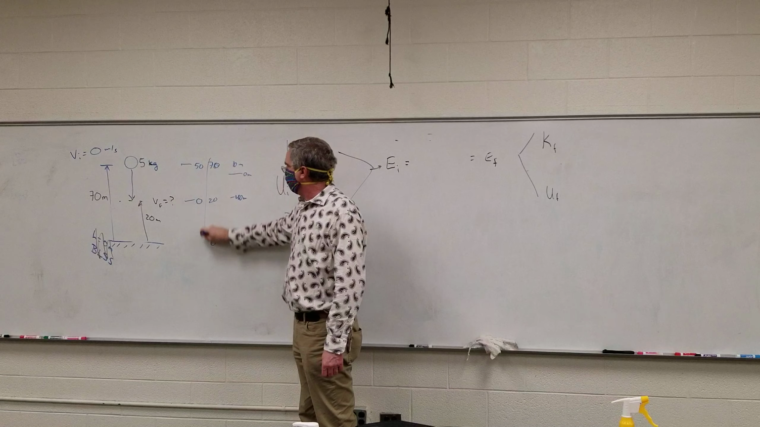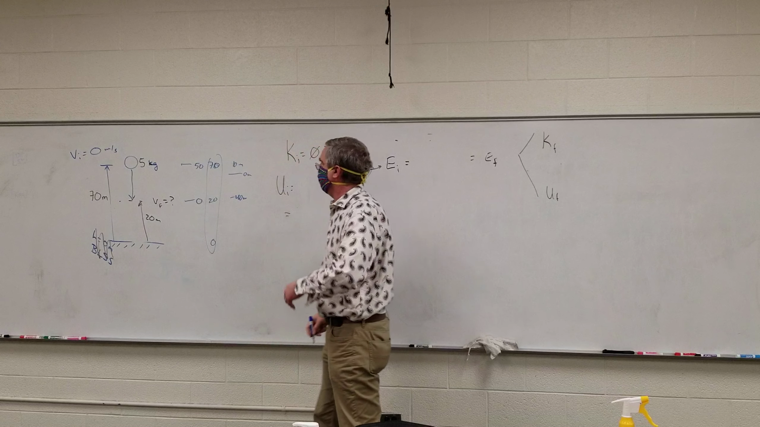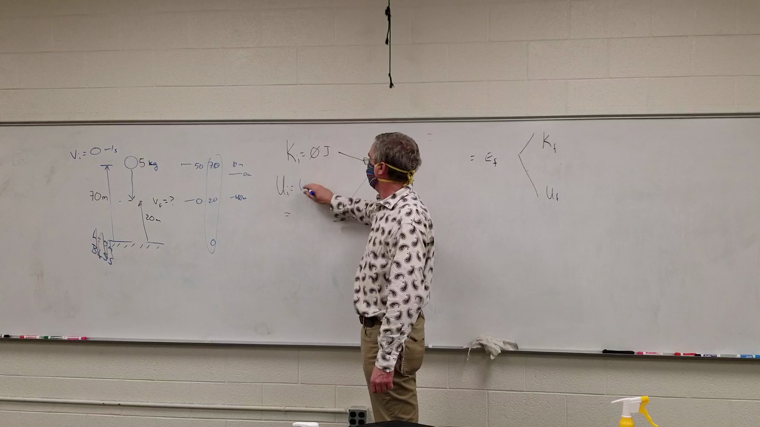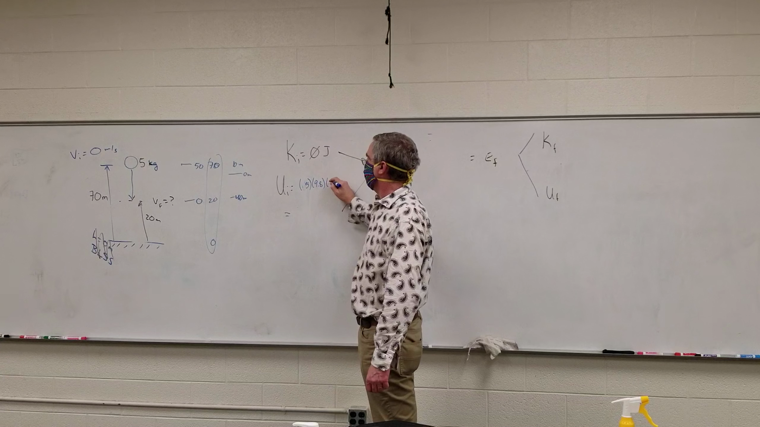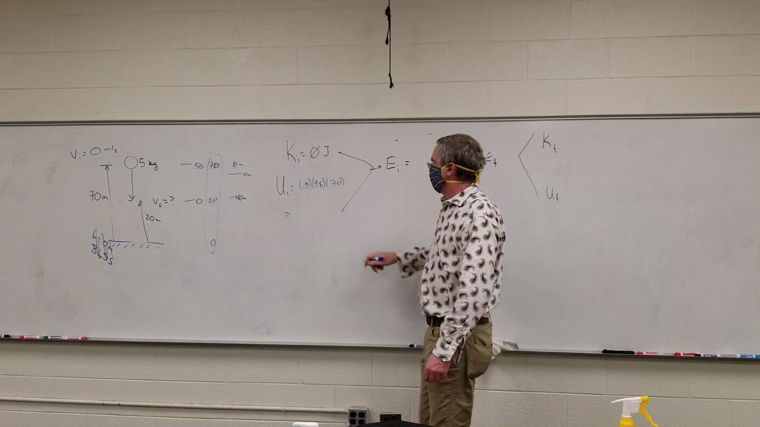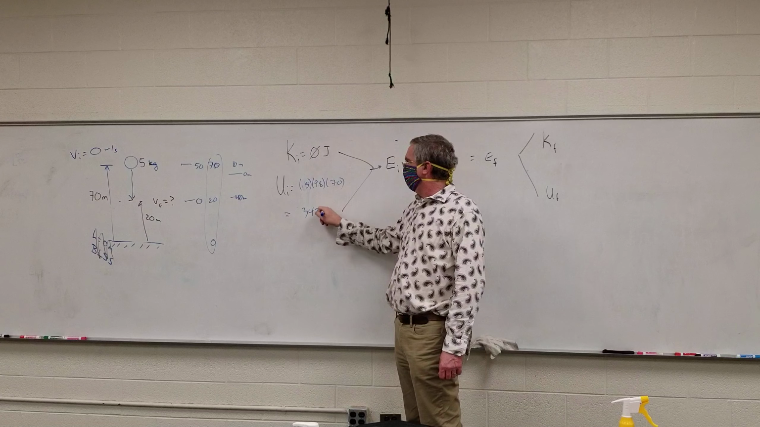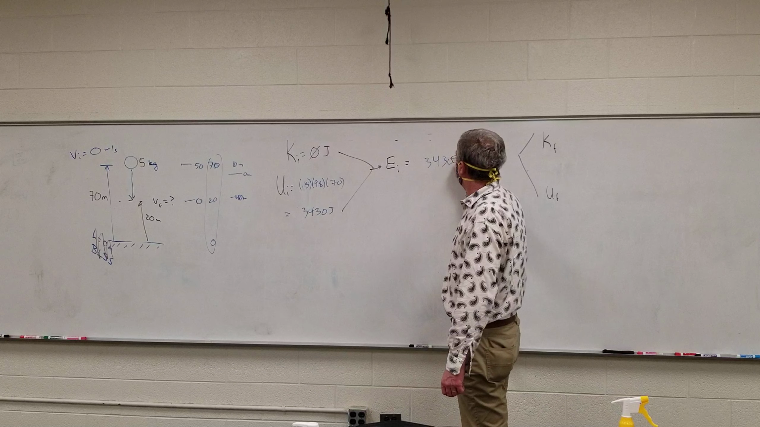I think a number of people were sticking with 0 at the ground. Nothing wrong with that. So this becomes 5 times 9.8 times 70, which was 3430. So my total is 3,430 joules.